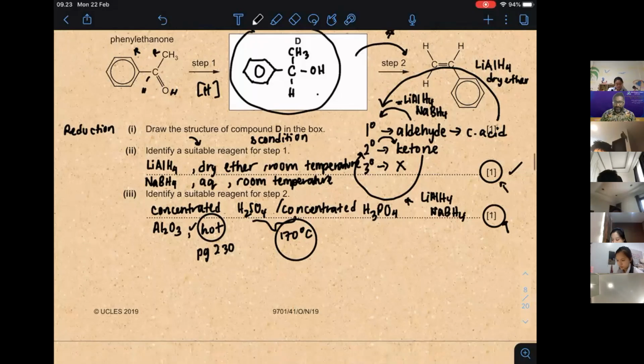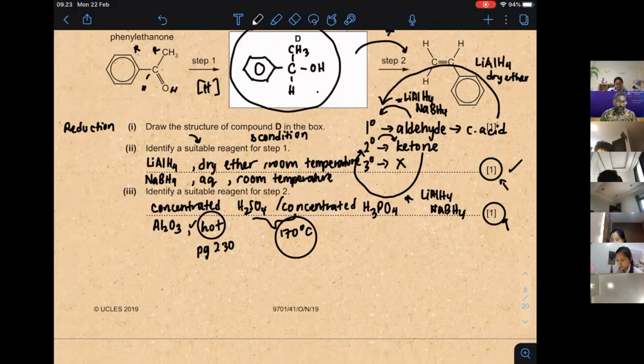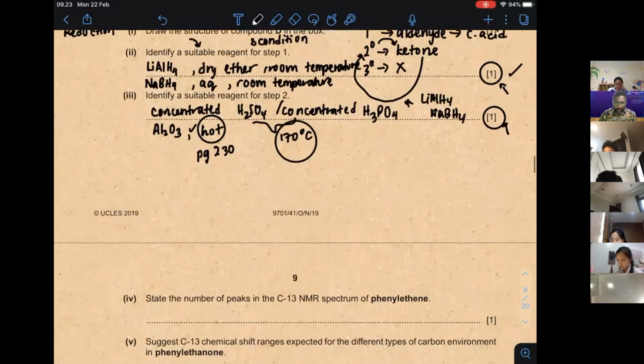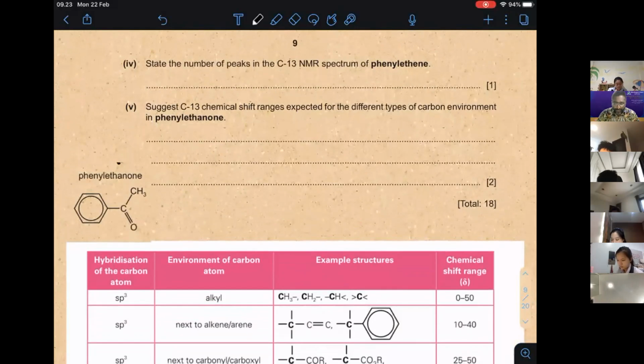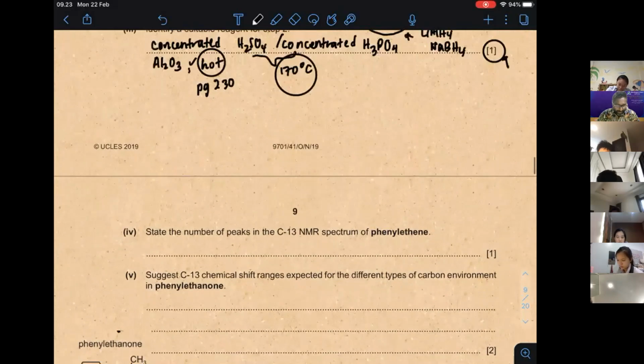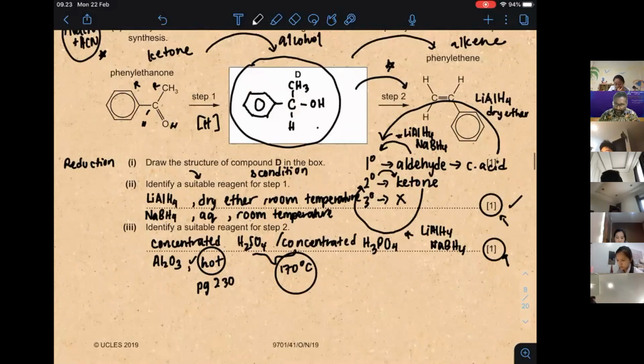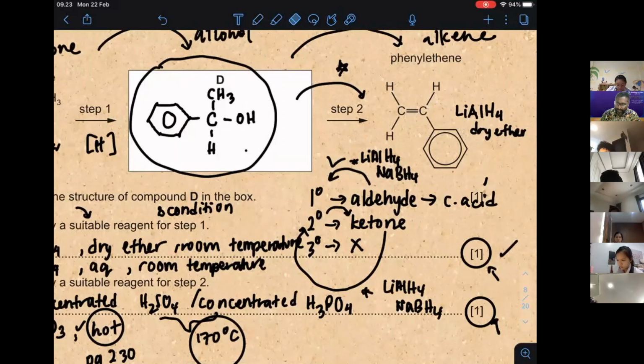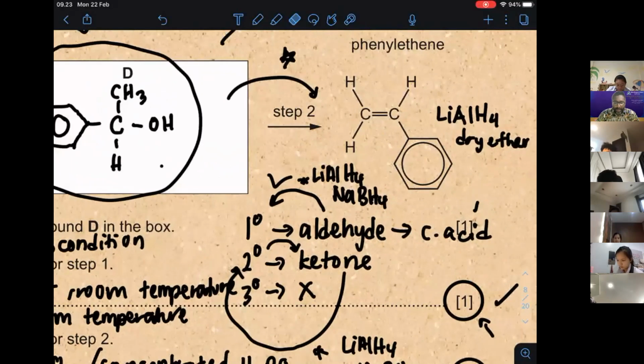But sometimes they feel that they need to really test the condition. Then they will test the condition. In this case, the condition is not given importance for this particular question. Now, state the number of peaks of the carbon-13 NMR spectrum of phenylethene. This is phenylethene. Let me erase this. Now you can see how many different carbon environments we have over here. So this is going to be one carbon environment.